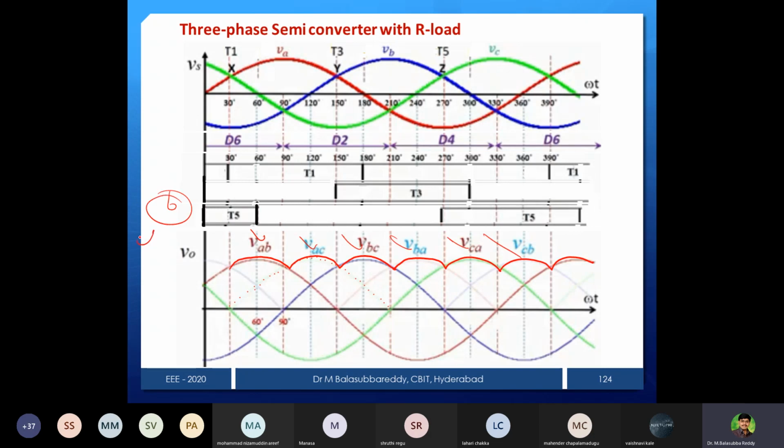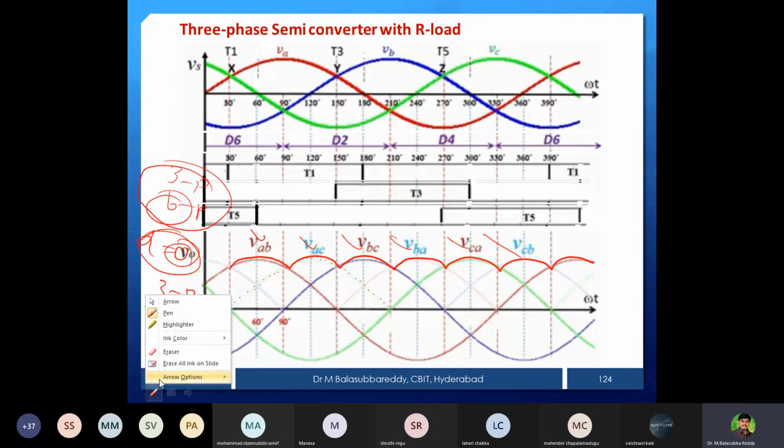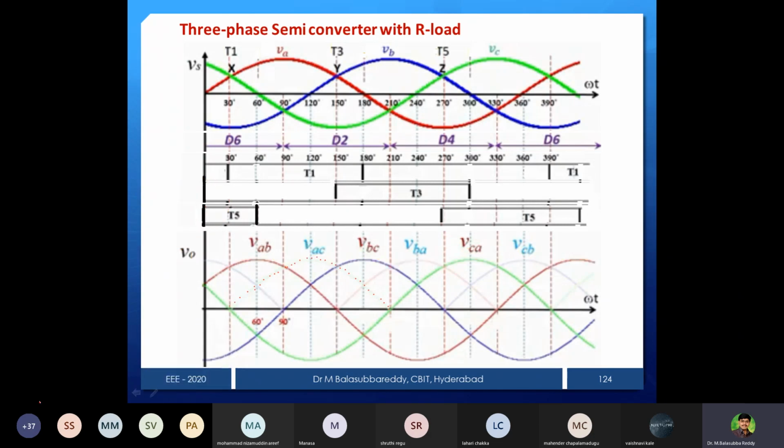But we are operating at alpha equal to 0. That is the maximum output. Whether you use a 6 pulse converter or a 3 pulse converter, the maximum output voltage is the same for both cases. That's why you are getting a 6 pulse output. That means it is not really a 6 pulse converter, it is only a 3 pulse converter. Except for alpha equal to 0, at all other angles you are getting only 3 pulses in the output. So this is for the alpha equal to 0 instant.